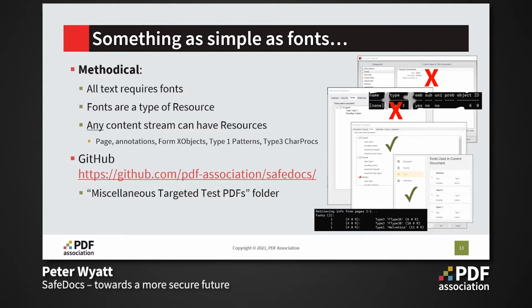You might feel that we should blame the PDF spec itself, as this logic might be hidden in varying terminology used in the 1,000-page document. Such issues undoubtedly impact end users of PDF. You can find various test cases of a similar ilk in the PDF Association SafeDocs GitHub repo under the Miscellaneous Targeted Test PDF folder. But let's move on to something more complex.